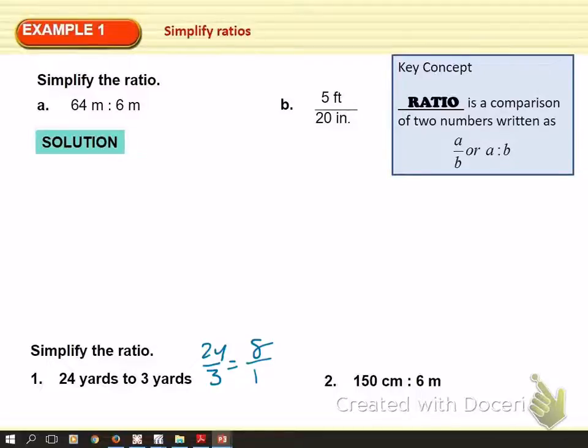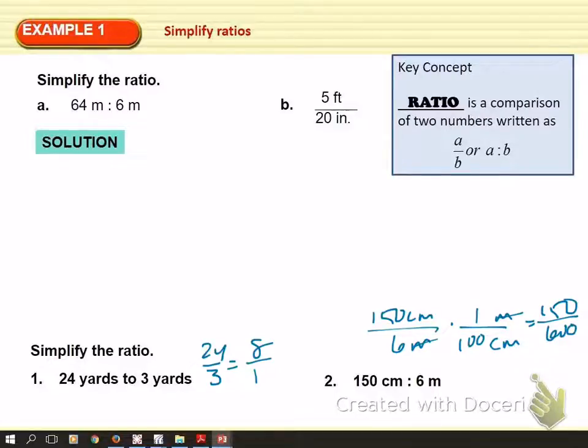Okay? Now, the 150 centimeters to 6 meters, we need to convert. Right? I'm going to set my meters on the numerator and the centimeters in the denominator so the meters will divide out. In 1 meter, there's 100 centimeters. So these meters will divide out, and we'll have 150 to 600, and they'll both be in centimeters. So when we reduce that down, we get 1 to 4. So 6 meters is 4 times longer than 150 centimeters.